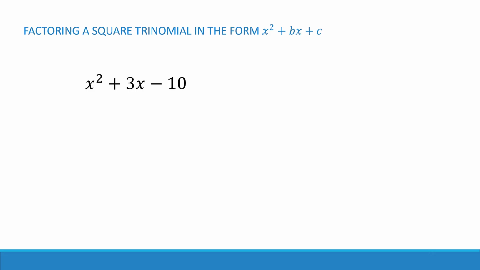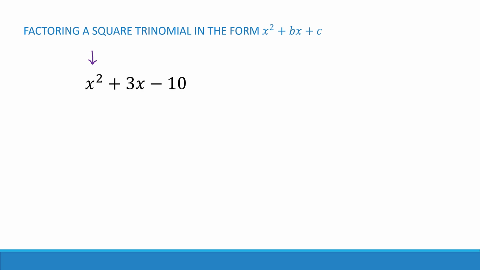In this video, we are going to see how to factor a square trinomial in the form x squared plus bx plus c. We can see that the trinomial that we have on the screen, x squared plus 3x minus 10, is in this form. We can tell because the coefficient of the quadratic term, which is the first one, has a coefficient of 1. That's why it doesn't have a written coefficient.